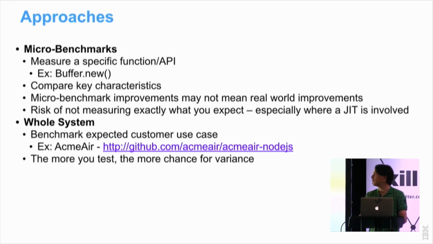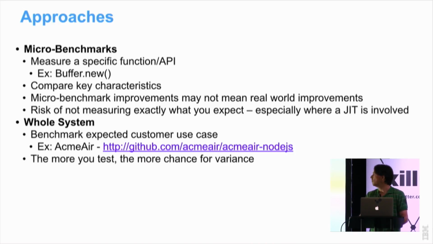The first thing is that even if you manage to improve your micro-benchmark so it runs 10 times as fast, that may not actually translate into real-world improvements when you check it into your big application. If it's something that isn't actually called all that often, it may end up that it doesn't make too much difference at all. The second thing, especially where a JIT is involved, such as V8, is you risk not measuring exactly what you think you're measuring.